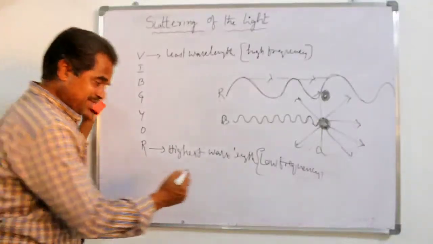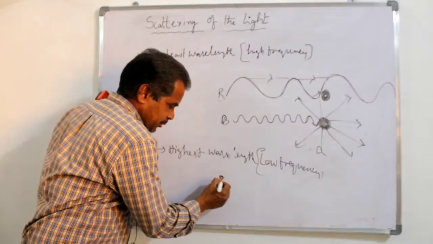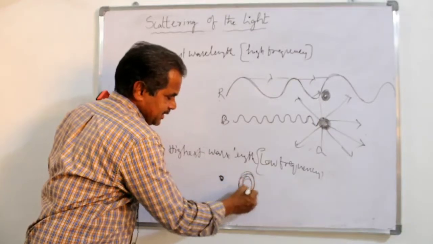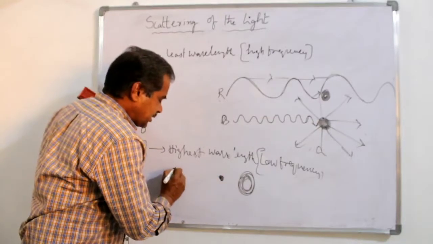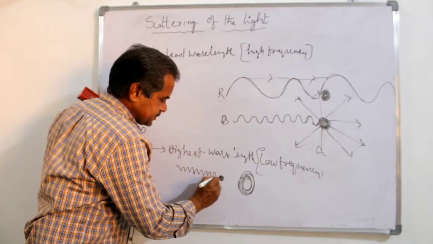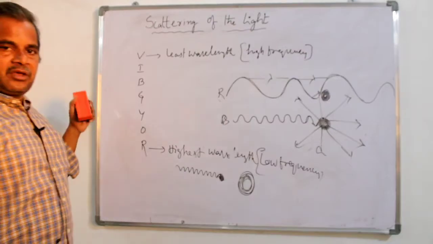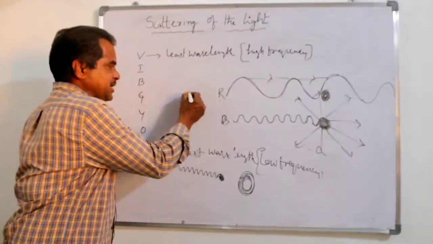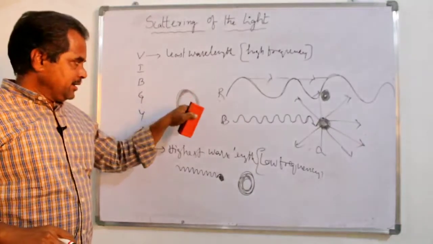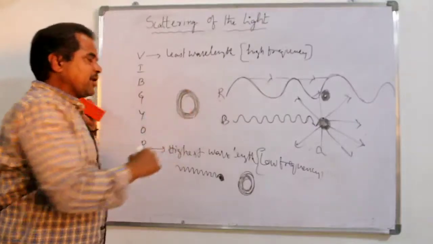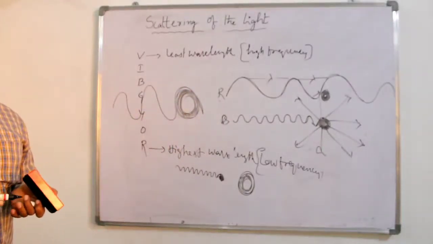For example, when the light ray travels through the air or any transparent medium, many particles are there. Some particles are very small, some particles are very big. Any small particle influenced by scattering requires a light wave with smaller wavelength or higher frequency. Any particle which is bigger in size, if it is influenced by the scattering of light, requires higher wavelength or lower frequency of the light ray.